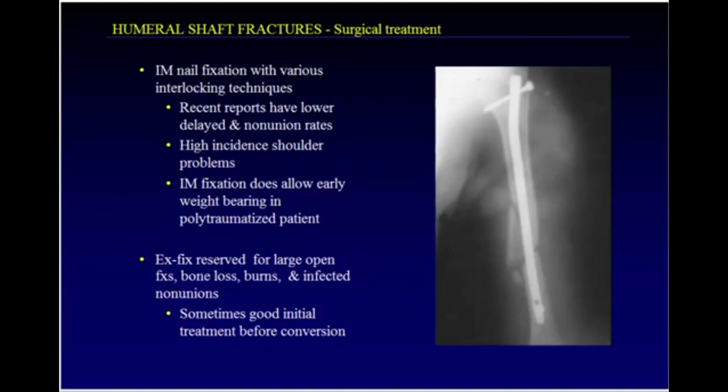External fixation in humeral shaft fractures is typically reserved for patients that have large, open, soft tissue wounds, significant bone loss, or patients that have burns where soft tissue management is a problem, or infected non-unions. Sometimes it can be used, again, in damage control orthopedics as a good initial treatment before conversion later to a more definitive type of fracture management.